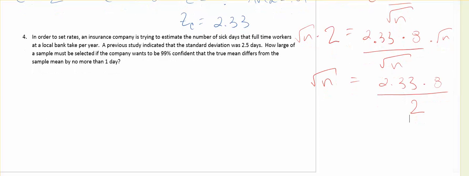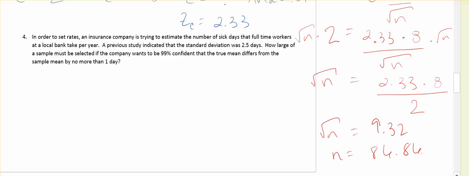Now, we can do that math. The square root of n ends up being worth how much? 9.52. And in order to undo square rooting, we do have to come back and square. So the n ends up being 86.86.